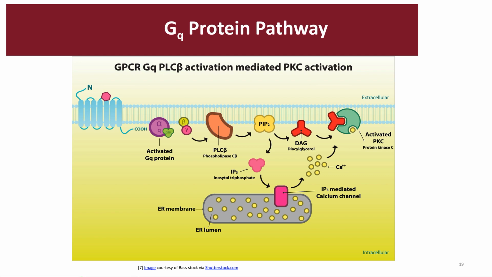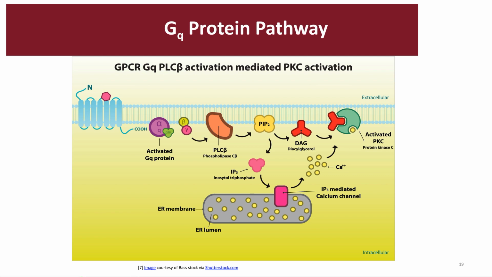The role of DAG is to go into the cell, and its main function is, similar to cyclic AMP, to activate a series of inactivated enzyme kinases called protein kinase C into the activated form.